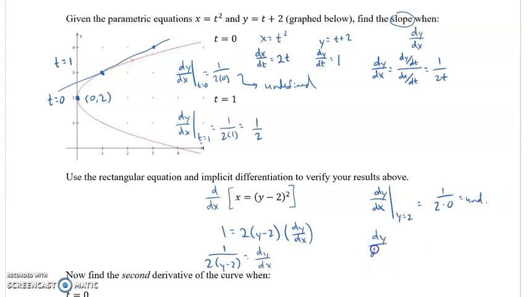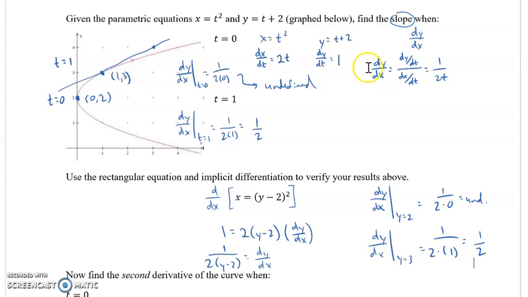And then dy/dx when t equals 1, well, that's the same thing as the point 1 comma 3. So when y equals 3, we get 2 times y minus 2, but that's 3 minus 2, that's 1. Okay, so that's good news. We've found the slope using two different methods, and we got the same answer. So turns out this is not a fluke.